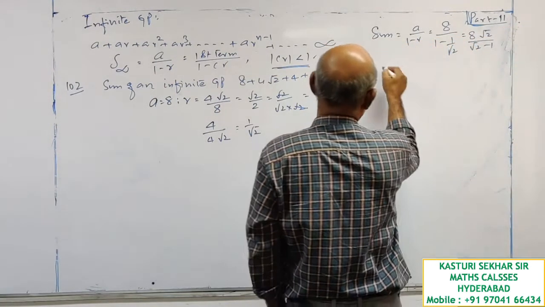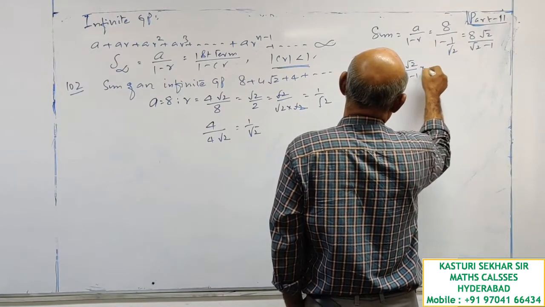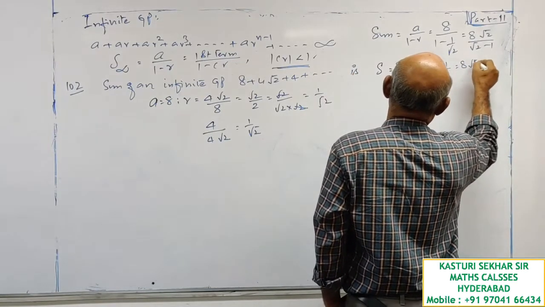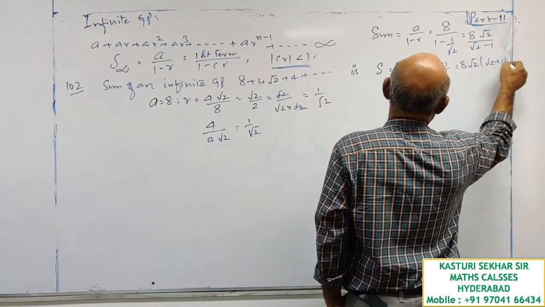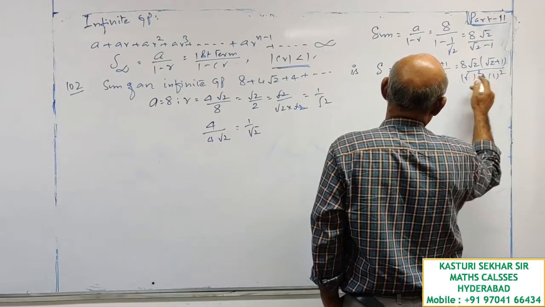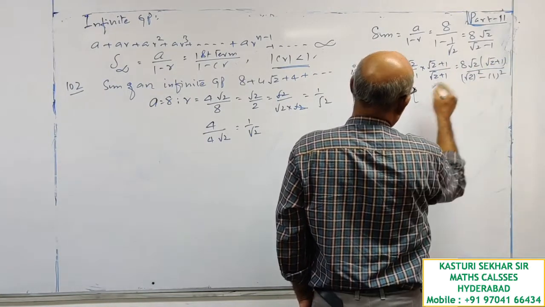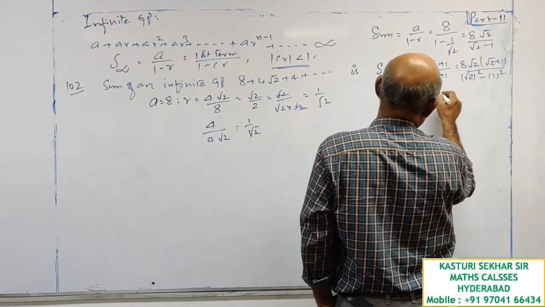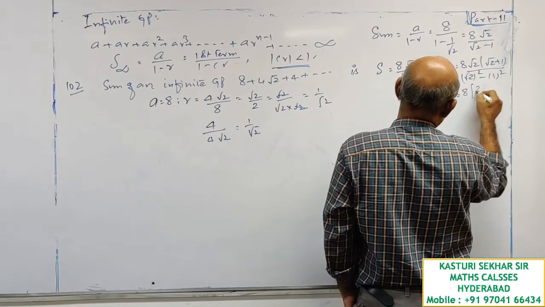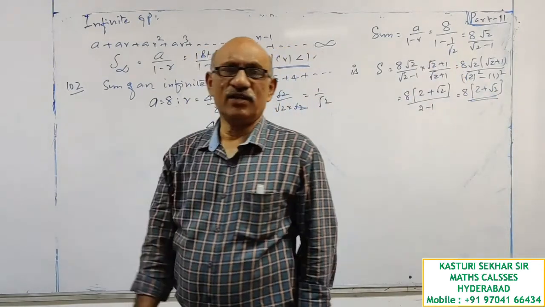So let us rationalize the denominator. Eight root 2 into root 2 plus 1 divided by root 2 whole square minus 1 square. 8 into, take root 2 inside, root 2 into root 2 is 2, root 2 into 1 is root 2, divided by 2 minus 1. This is 8 into 2 plus root 2. This way options are given, so the denominator is rationalized.